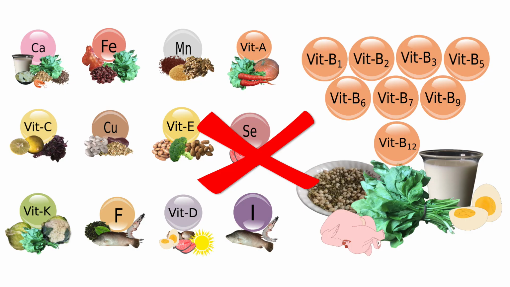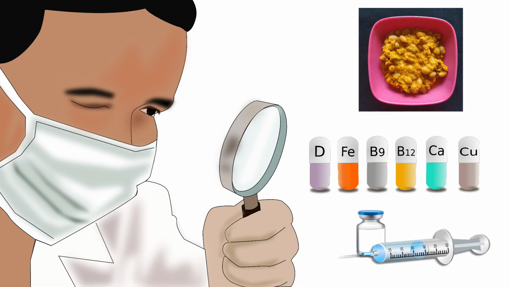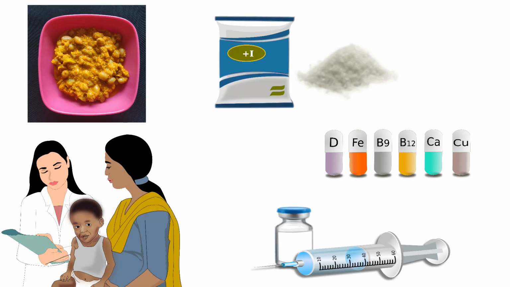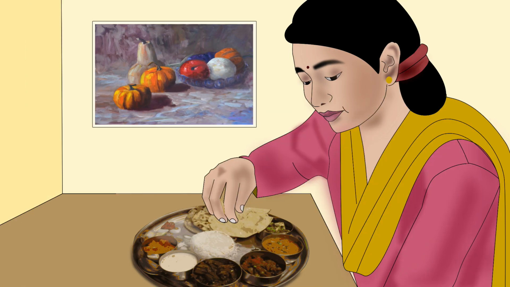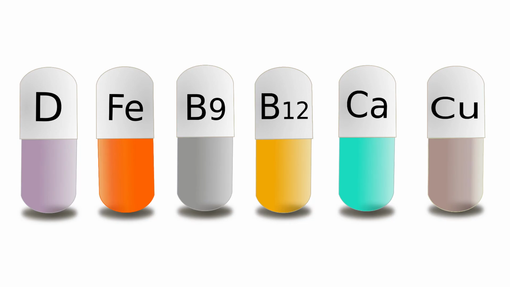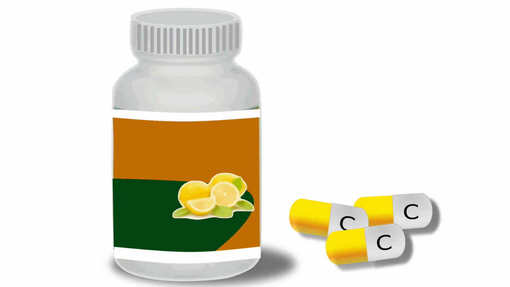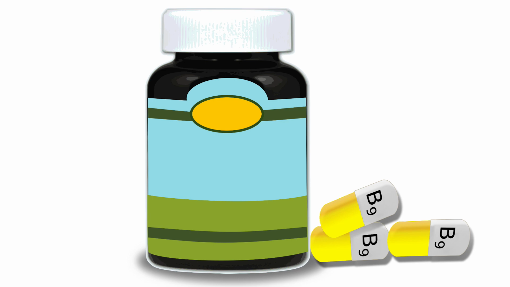Type 1 nutrient deficiencies are well recognized and treated. There are various ways to correct a type 1 nutrient deficiency. One can take the recommended amount of these nutrients in the diet. Supplements are also recommended for these nutrients. Iron, vitamin C, and folic acid supplements are commonly prescribed.